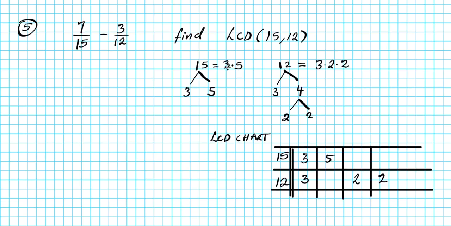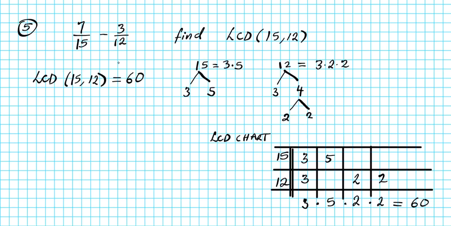So this chart is pretty cool. It tells us the GCF of the two numbers, and it also tells us the LCD. The intersection is the GCF, so the GCF is 3. But the union is the LCD. So just bring this down: 3 times 5 times 2 times 2. And that's your LCD. So we can do this: 5 times 2 is 10, 10 times 6 is 60. So the LCD of 15 and 12 is 60.